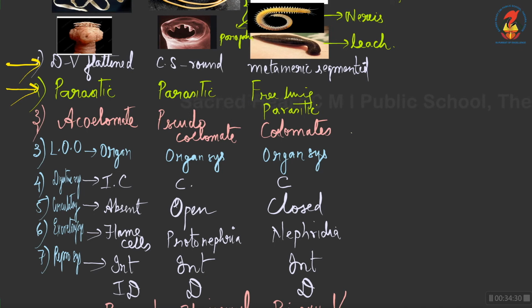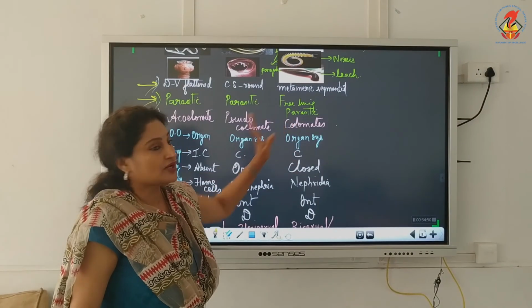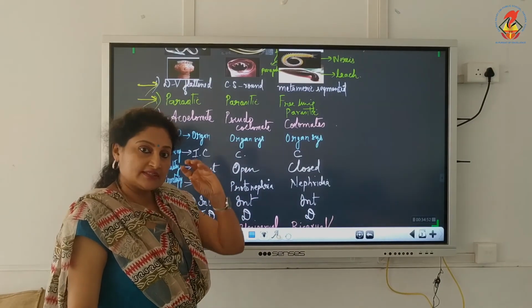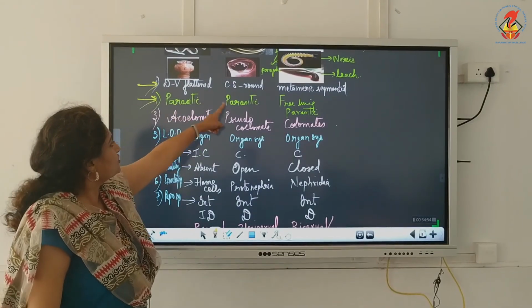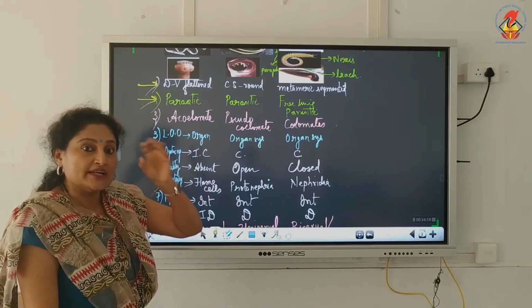Second feature, the habitat. Platyhelminthes are parasitic, aschelminthes parasitic, whereas the third category of worms, the annelids, are both free living and parasitic. If they are free living like earthworm, they move by the contraction and relaxation of the longitudinal and circular muscles, but nereis, which is an aquatic form, moves with the help of parapodia, and parasitic we have leech, which has sucking mouth parts. All the parasitic forms have mouth parts highly modified to cling on to the host.